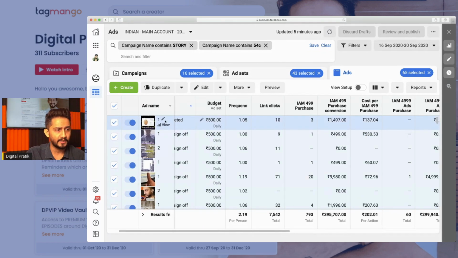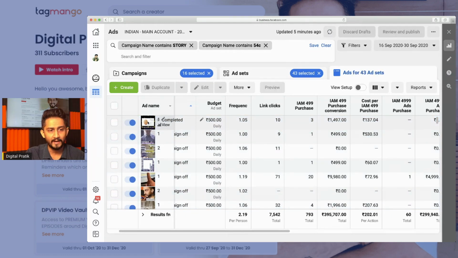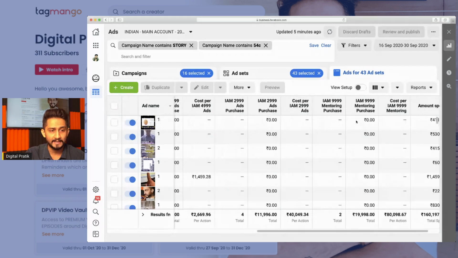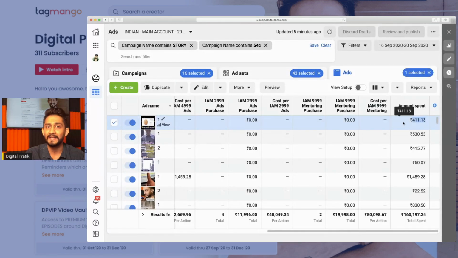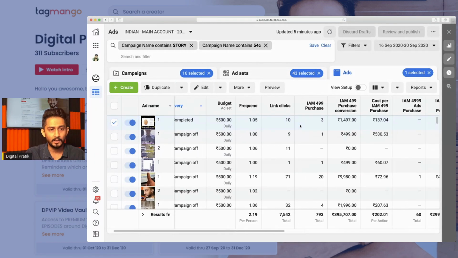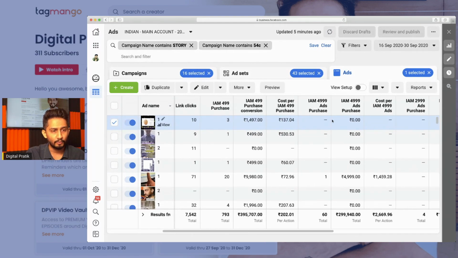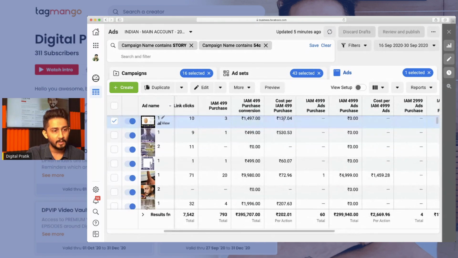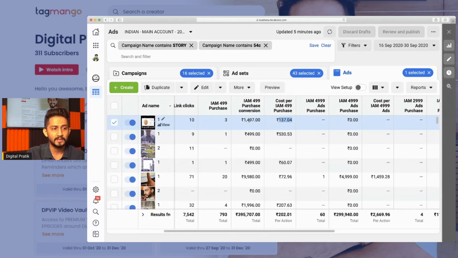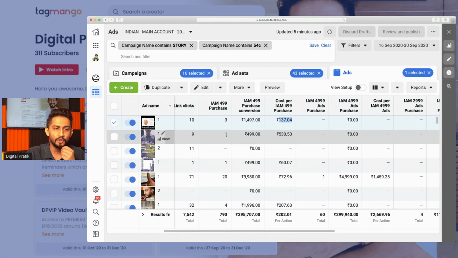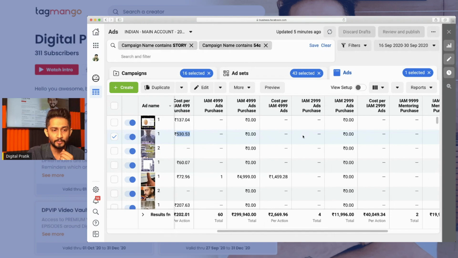So let's suppose this particular ad, which was the egg ad. All right, this was the egg ad, and there were 3 conversions which happened. And inside this ad, how many rupees were spent? 411 rupees were spent in total, depending upon optimization and everything. And there was no upsell purchase out of this ad, but still it was profitable for me. Why? Because I generated 3 conversions, so 137 rupees cost per acquisition. Once again, profitable.